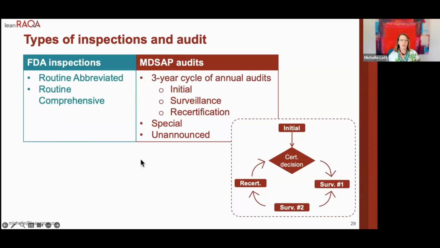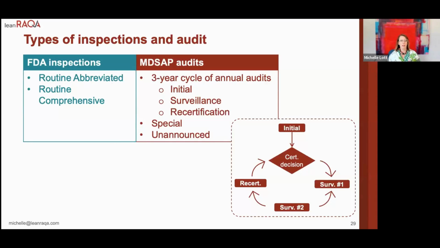So similarly to the ISO certification, it has that 3-year audit cycle: your initial certification, your 2 surveillance audits, and then your 3rd year for starting the full recertification.